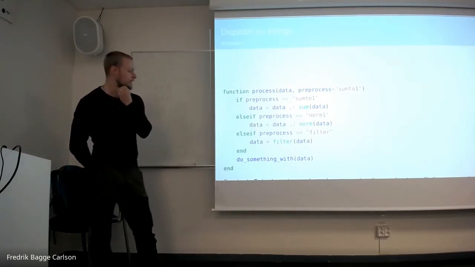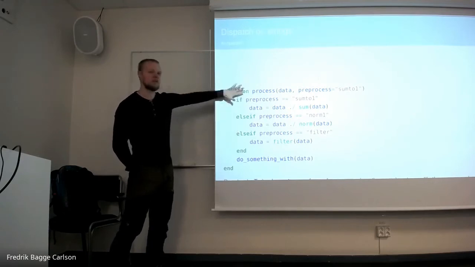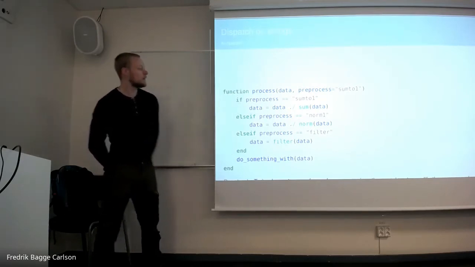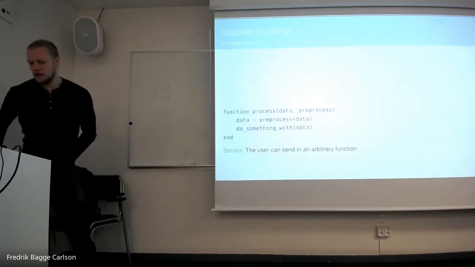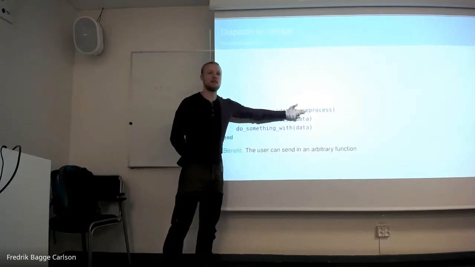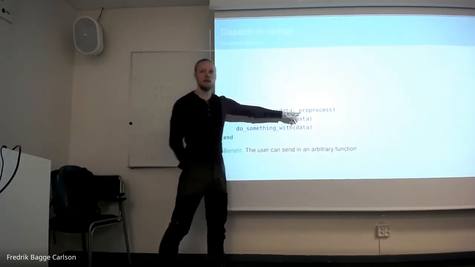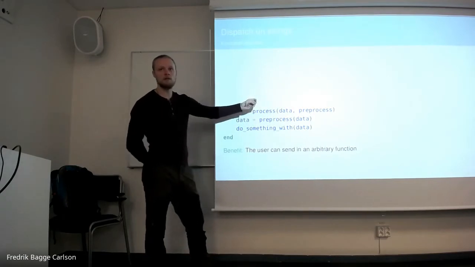So why is this bad? Once again, if you want to add a custom preprocessor, you have to go in and modify this code. You cannot add functionality outside of this function. So how could we do it instead? One way is that we just accept a function here instead of a string. So this is now a function. It can be any function. We can provide some default ones if we want to make it nice for the user.